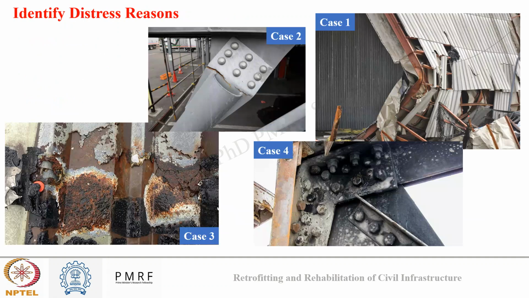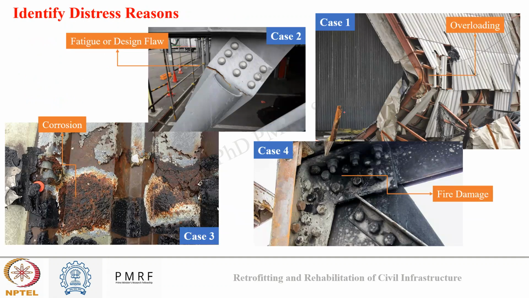Okay, so let's see the solution for these cases. In case one, you can see major deflection happened in the steel section with failure near the joints, and such a thing can happen due to overloading of the steel structure. In the second case, you can see cracking occurred near the joint or near the bolting section. This can occur if the design is not done properly, or due to fatigue also, if there is repetitive loading or cyclic loading, that can also lead to such cracking.